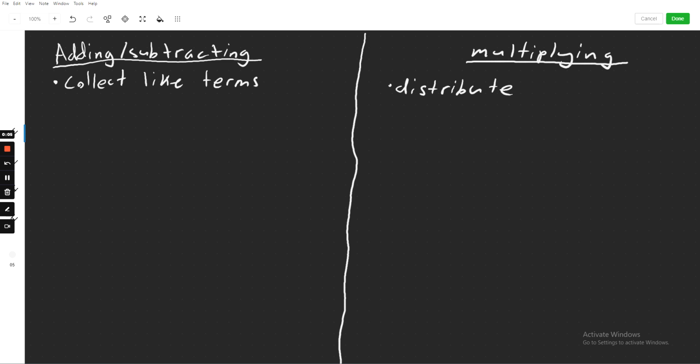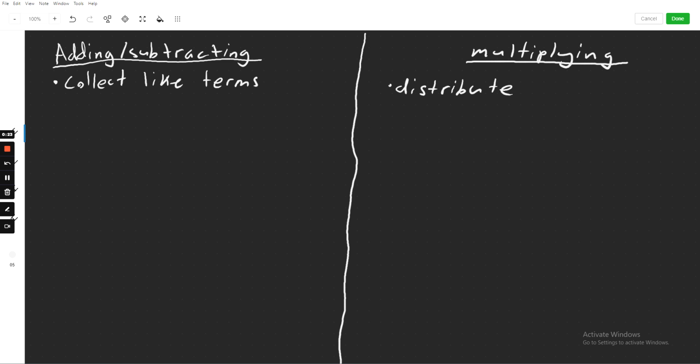Today we'll be learning how to add, subtract, and multiply polynomials. So in terms of adding and subtracting, we would follow the rule of collecting like terms. Like terms are essentially variables that are exactly the same and have the same exponents.